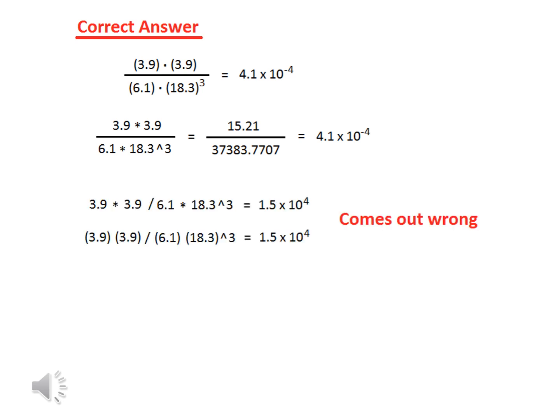The problem is that many students will enter this on a calculator as just 3.9 divided by 6.1, 18.3 cubed. It looks correct, but it is not. If you do this on your calculator, the calculator is not going to divide by 18.3 cubed. It's just going to do the next calculation and multiply by it. And you get the completely wrong answer.